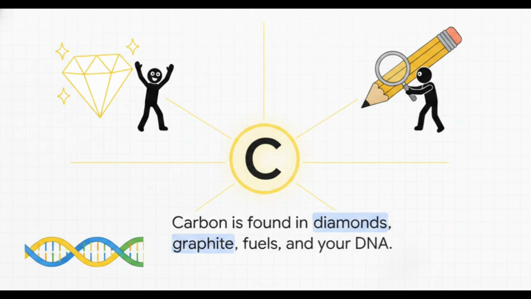Think about the hardest substance known to humanity, a diamond. Now compare that to the soft, brittle graphite inside your pencil, and then think about the complex spiral of your very own DNA. What ties all of these completely different things together? It's just one tiny versatile element, carbon. It is literally everywhere. It forms the very foundation of life, the fuels we rely on, our medicines, and pretty much all the plastics we use daily.